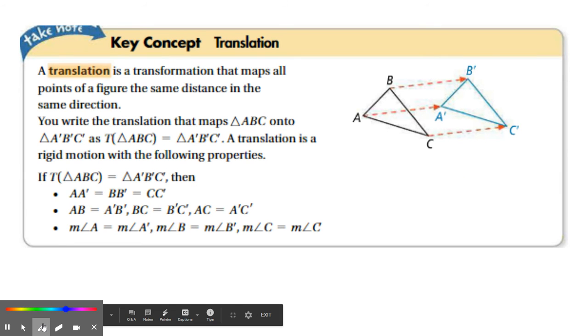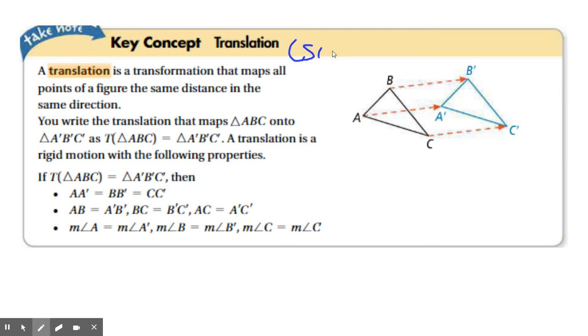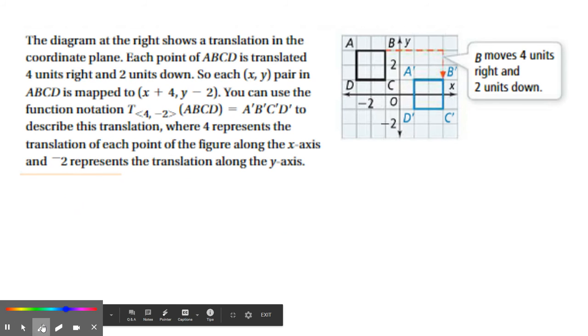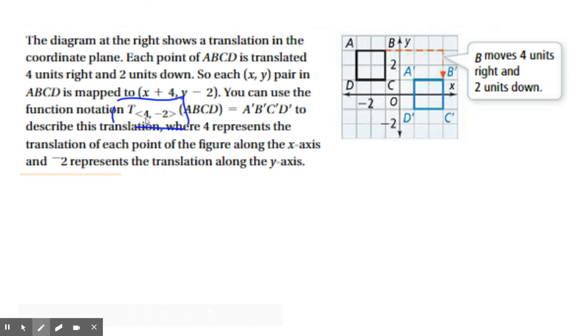So your first rigid motion is a translation, and remember, a translation is just a slide. So you're just sliding the figure. Again, they stay congruent. In a coordinate plane, you might see this notation. So again, the first is the X slide. Positive means to the right, negative means down for the Y, because the second one's the Y. So notice in this picture, we're going right 4 and down 2. Just slide all the points.